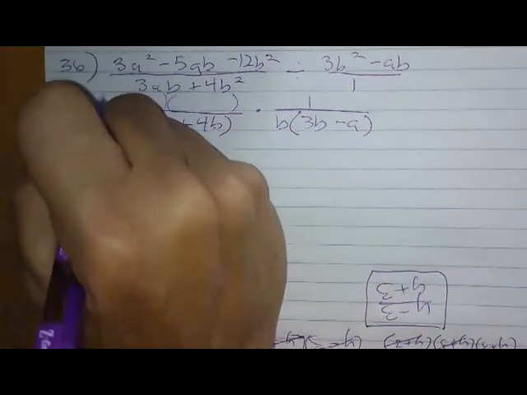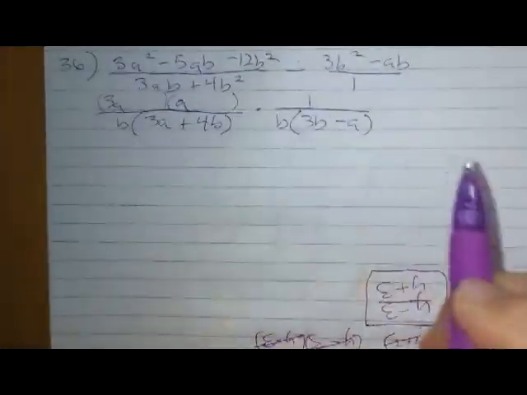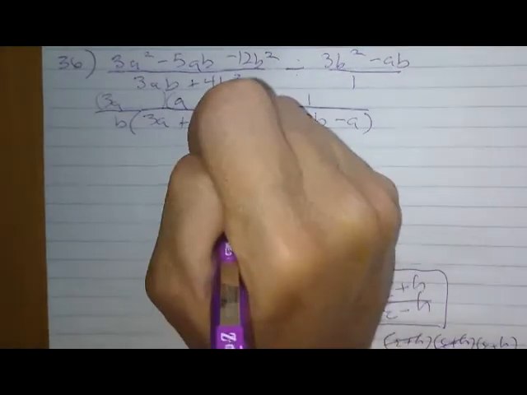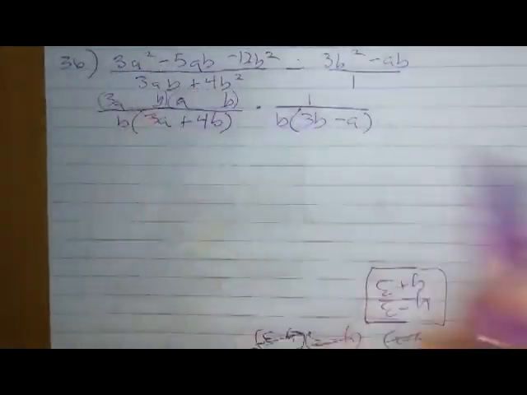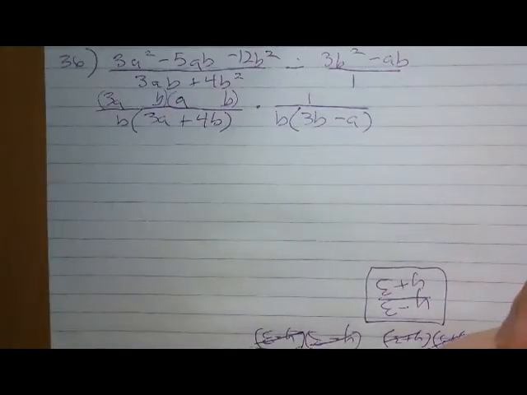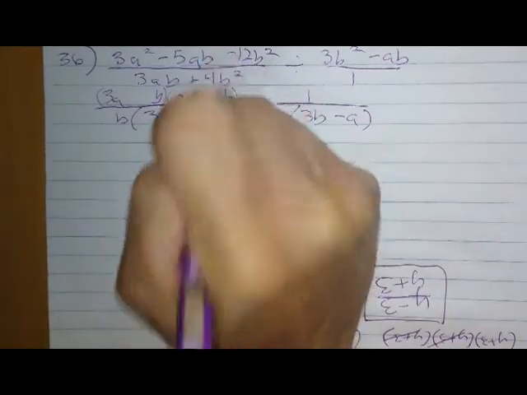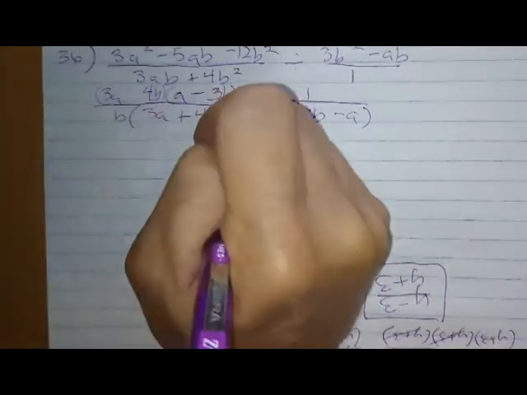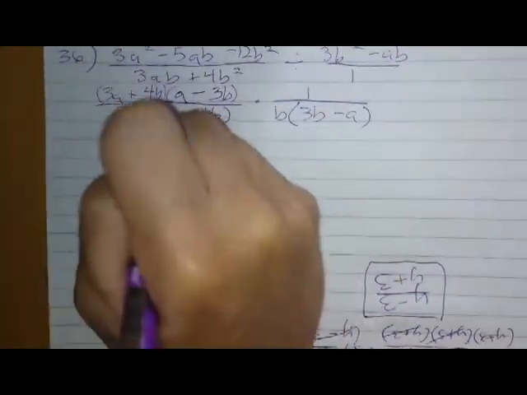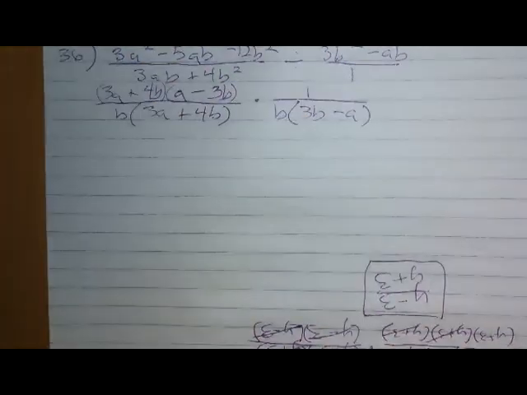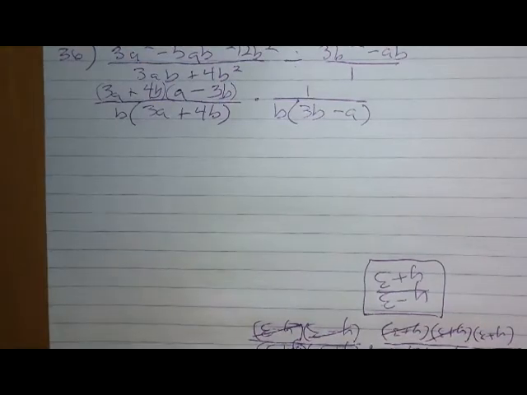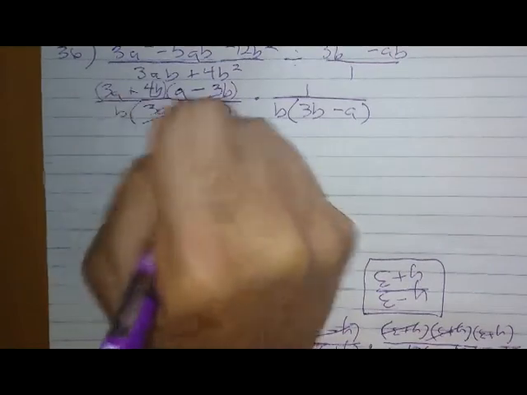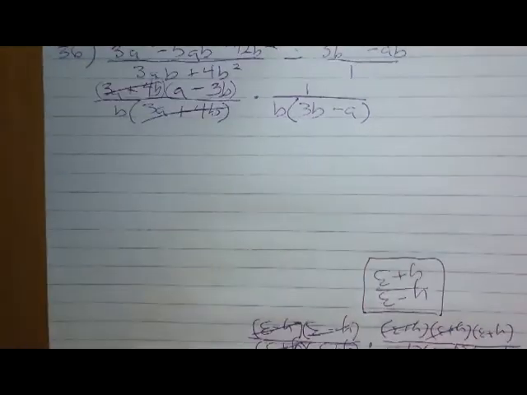Okay. 3a and a. I need a 12b squared, so b and b for sure. I need 12, so 3 and 4. We need a negative 5, so negative 9ab plus 4ab, so that's a negative 5ab in the middle. Okay. The 3a plus 4b cancels.